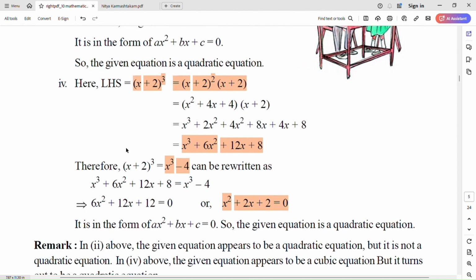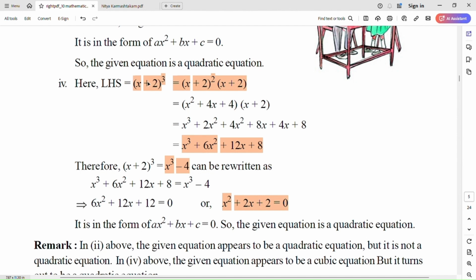Okay, so if you see the last one, cube term, this is the one, right? Okay, so this is the final one left on the LHS side, and on the RHS side this is the value. So finally we are left with this is the equation. Okay, this is a quadratic equation.